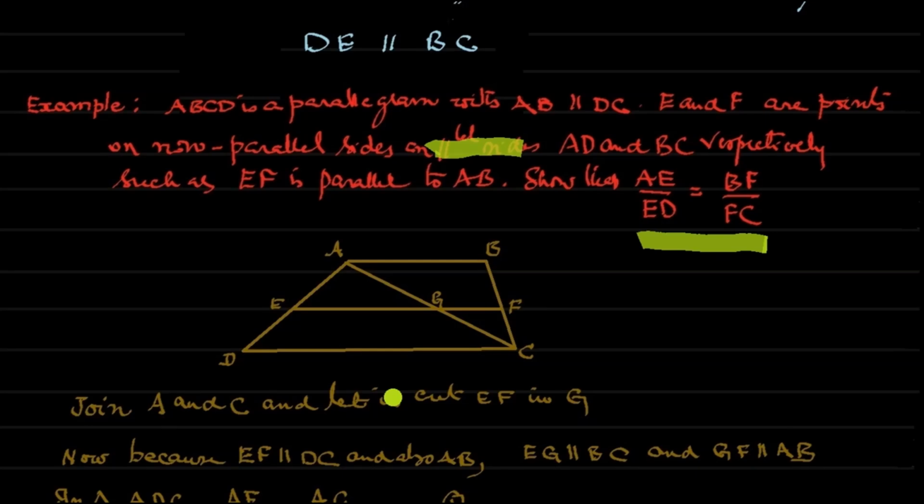ABCD is a parallelogram with AB parallel to DC. E and F are points on non-parallel sides AD and BC respectively. That's why you say respectively. So join EF. AE by ED equal to BF by FC is what we have to prove. Let us go up.